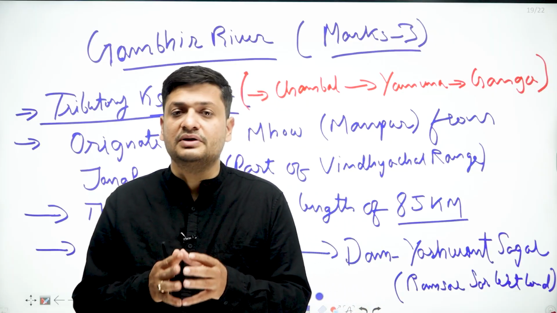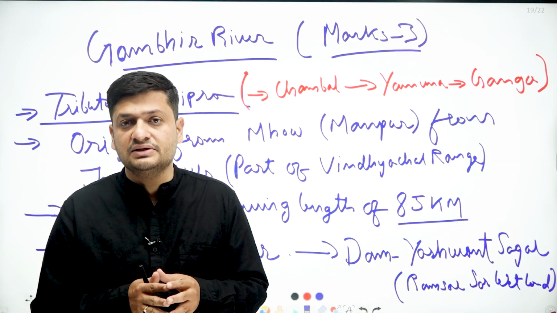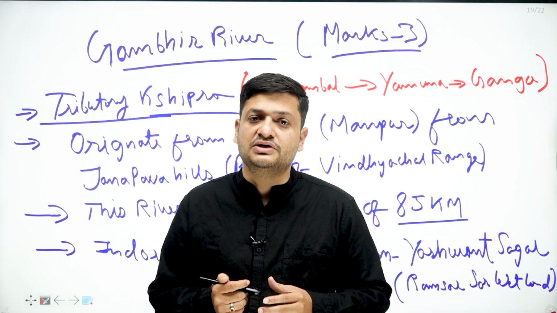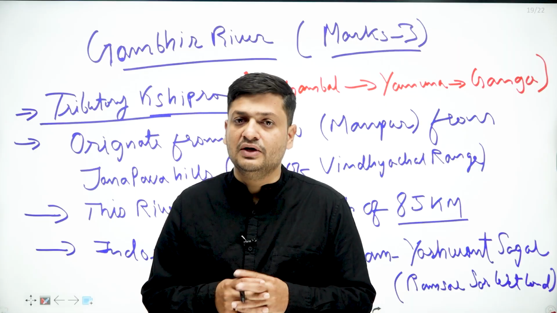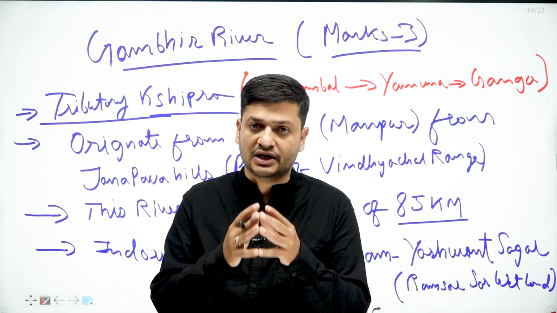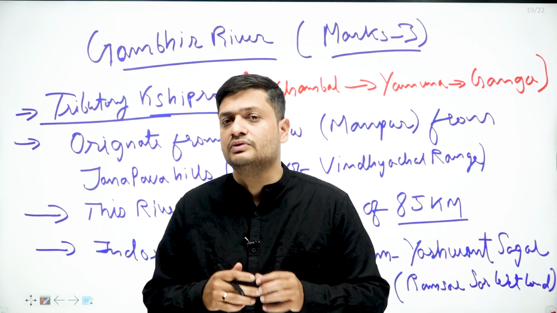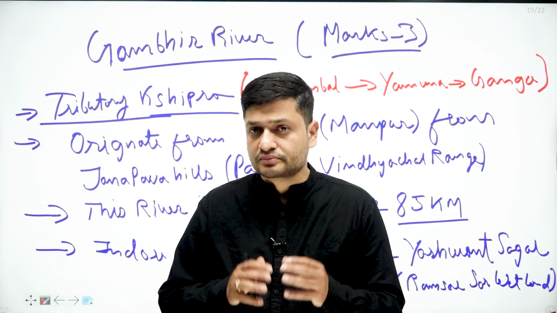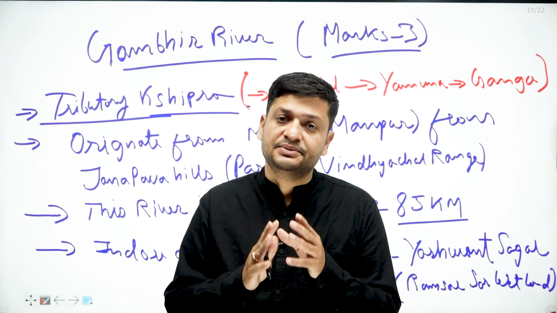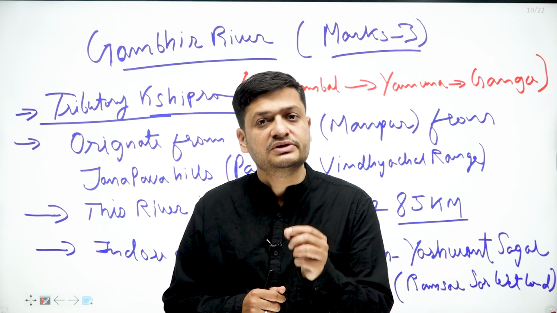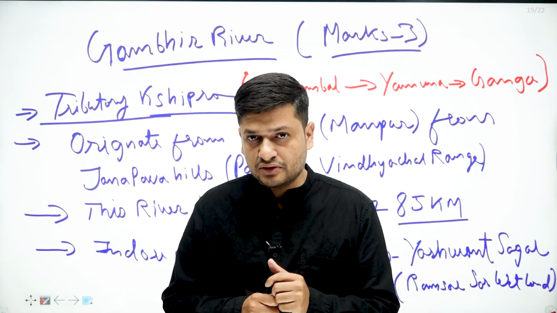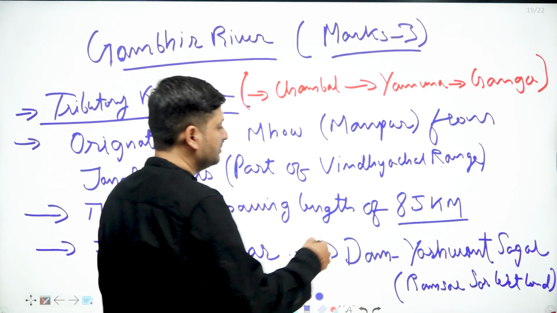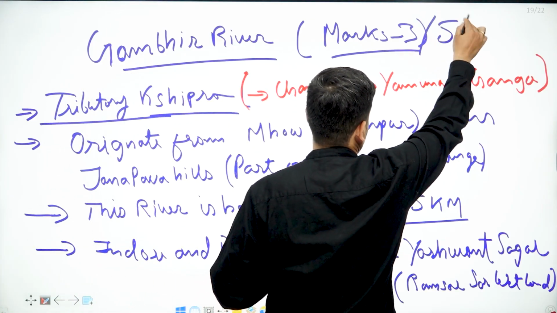Yashwant Sagar was built by the Holkar kings. We will discuss more about the dam in our upcoming lecture, when we study the hydroelectric projects as well as the irrigation projects of Madhya Pradesh. So this is all the information about the Gambhir river. I am again telling you, these points can be asked in the 5-marker question. So please do recall the points. Let me discuss them once again. They can come in a 3-marker as well as a 5-marker.